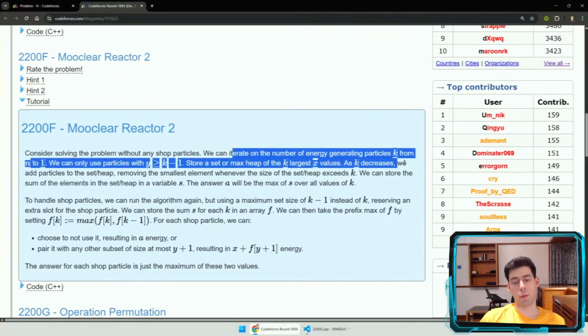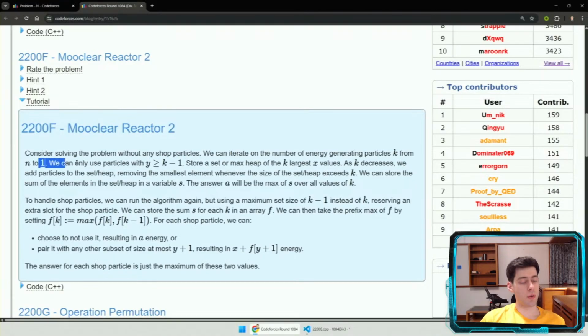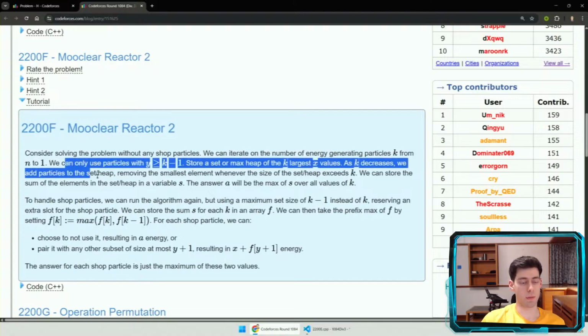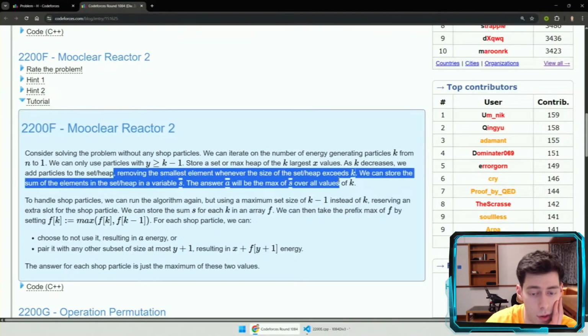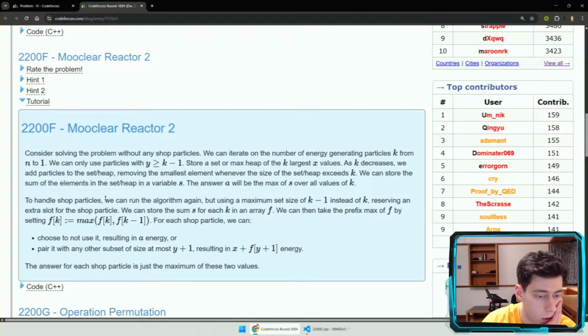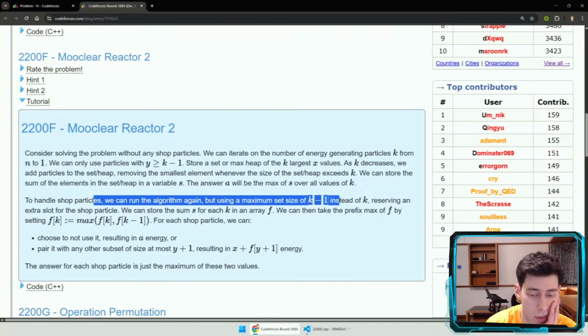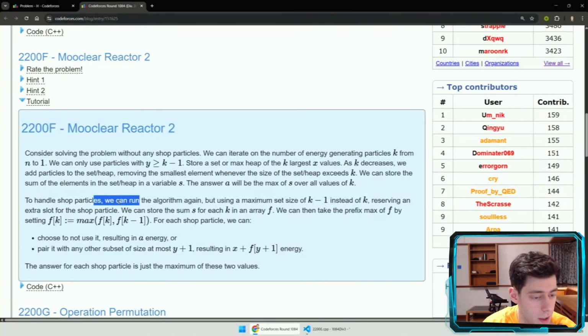We can iterate on the number of energy particles from n to 1. We can only use particles greater than or equal to k minus 1. Store a set or max heap of the k largest x values. As k decreases, we add particles, removing the smallest, yeah, we did this. The answer A will be the max of these. We can run the algorithm again, but use maximum sets of k minus 1, reserving an extra slot for the sharp particle. We can store the sum s for each k prefix max. Yeah, this is exactly what I did. Okay.